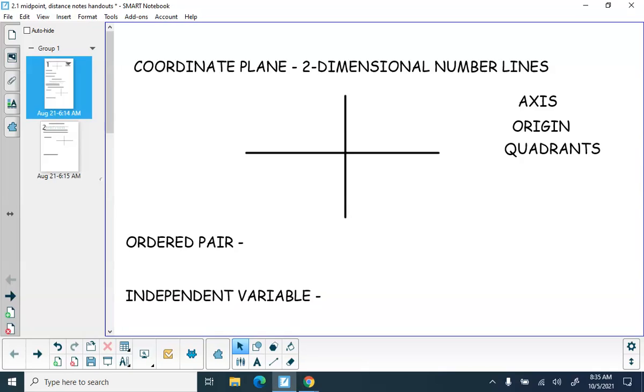What do we call the number lines? Axes. Yeah, the axes, that's correct. Typically, we will call this the x-axis and the y-axis. These are the number lines. The two number lines intersect at a point. That point's called the what, Jack? The origin, that is correct. So we have the point of intersection. This is the origin.